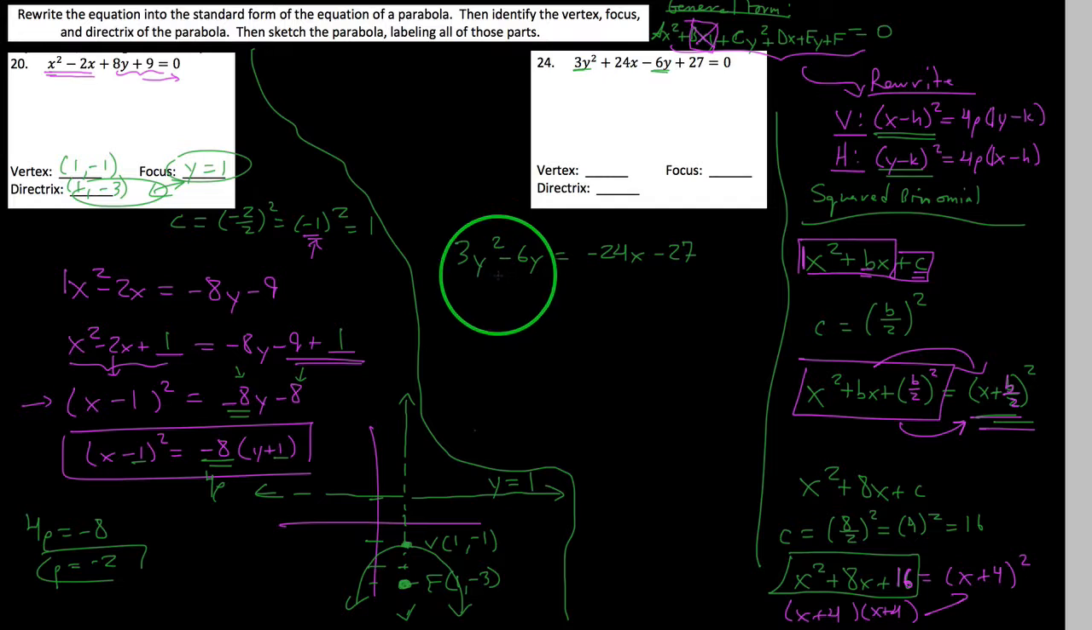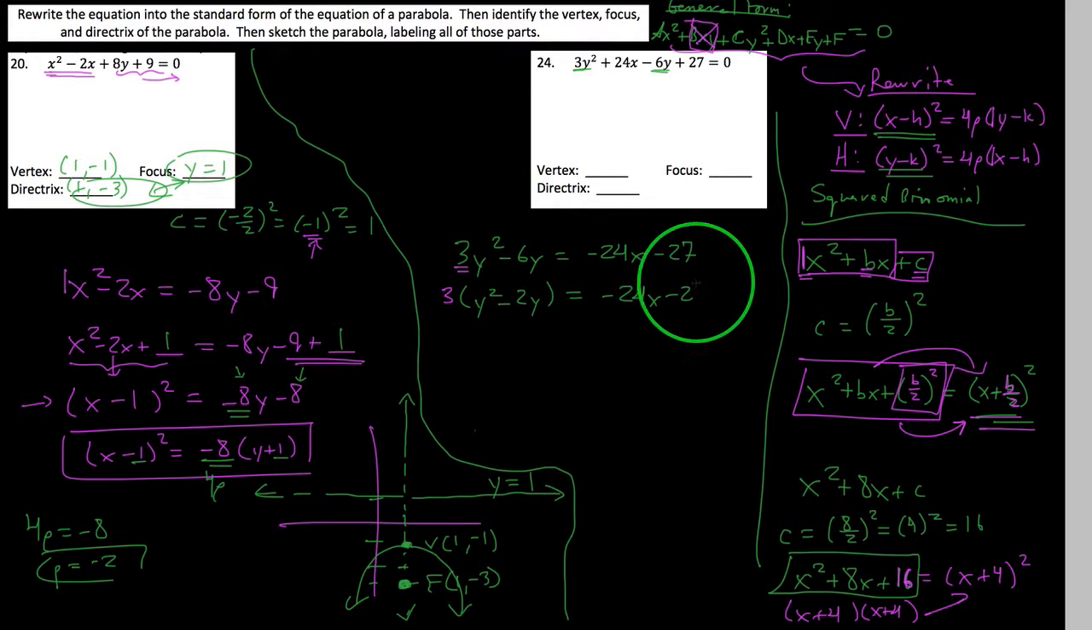But the thing I want you to be cautious of is this. The a value, or the leading coefficient, is not yet a 1. And anytime this happens, we have to fix that before we can put on half the middle term squared. So we're going to factor that 3 out in front, and we get left with y squared minus 2y, and this would still be equal to negative 24x minus 27 on the right.